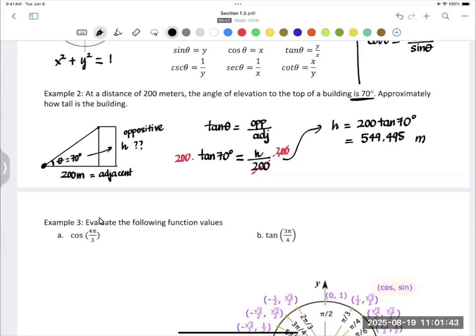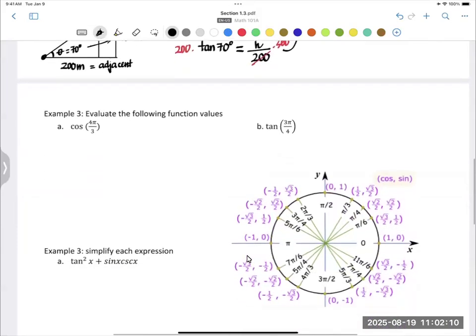All right, now example 3: evaluate the following function values, cosine of 4 pi over 3 and tangent of 3 pi over 4. From the previous example, you can see if I have something like tangent of 70 degrees, where the angle is not on the unit circle, we can use a calculator to evaluate. However, for the cosine of an angle that is on the unit circle, we can actually use the unit circle.